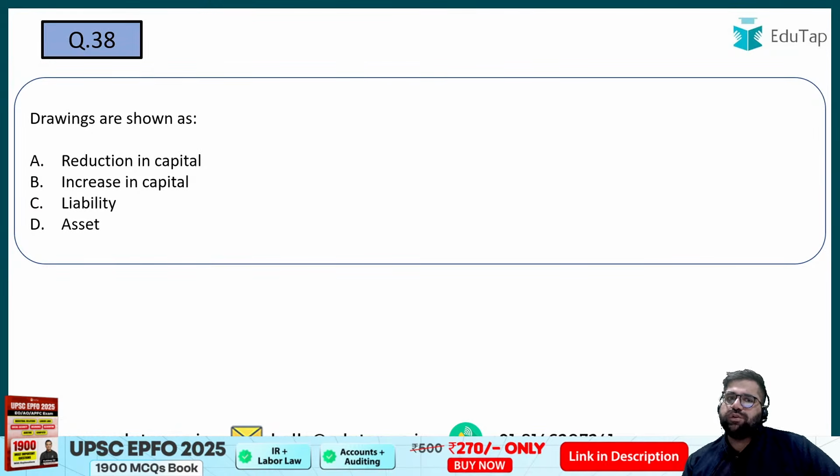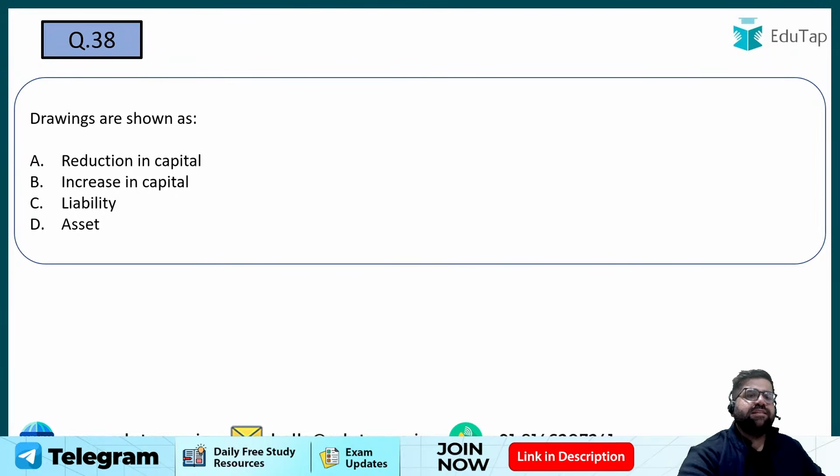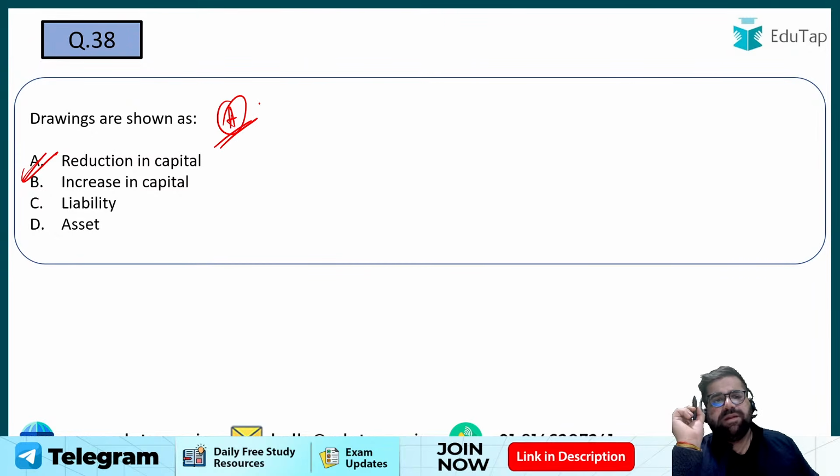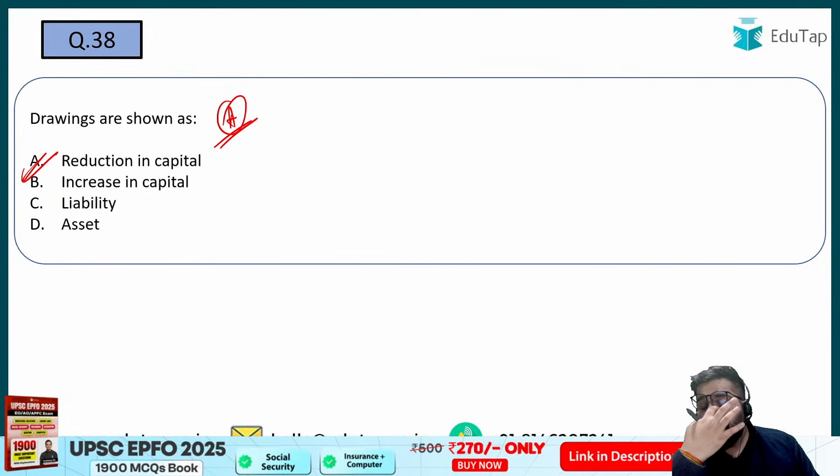Drawings are also shown as what? Drawings are also shown as reduction in capital. Very easy question. So I'm not wasting my time over here. The correct answer will be option number A. Drawings will never increase your capital. Drawings is a kind of a reduction in the equity part.